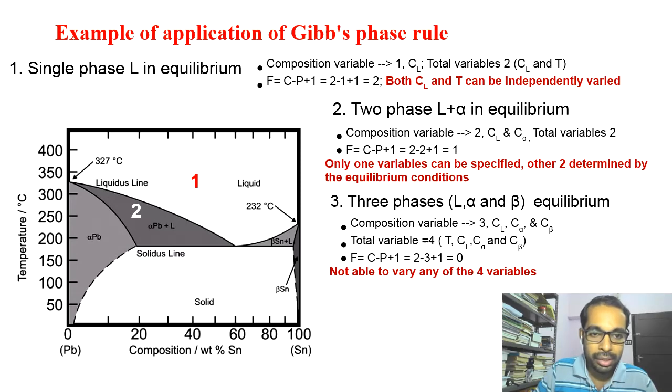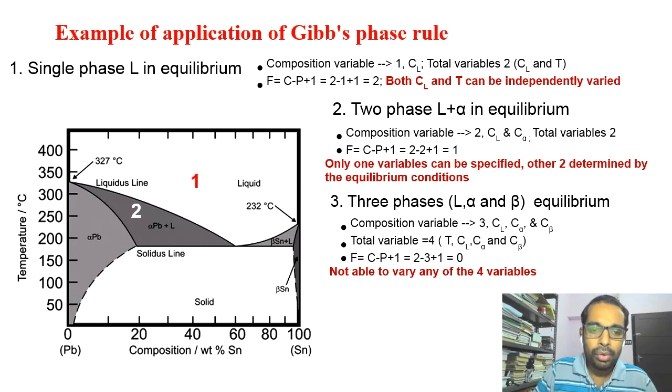I represented that equilibrium state as 1, in red font. And 2 I represented here, that is an equilibrium between alpha plus L. So the solid state lead is in equilibrium with the liquid phase in that region, and on the right hand side you can see beta plus L, where the liquid phase is in equilibrium with the solid tin, and so on.